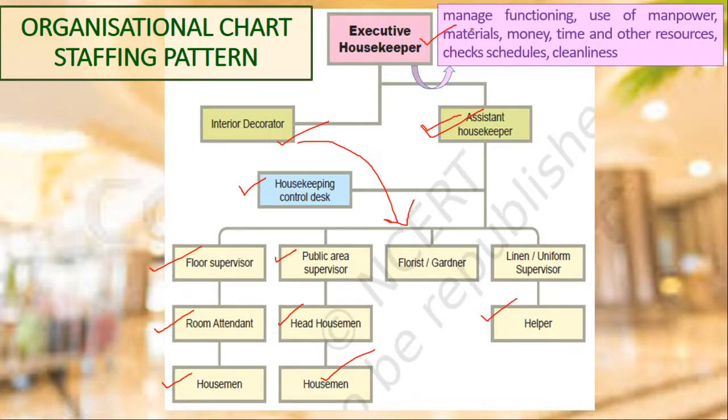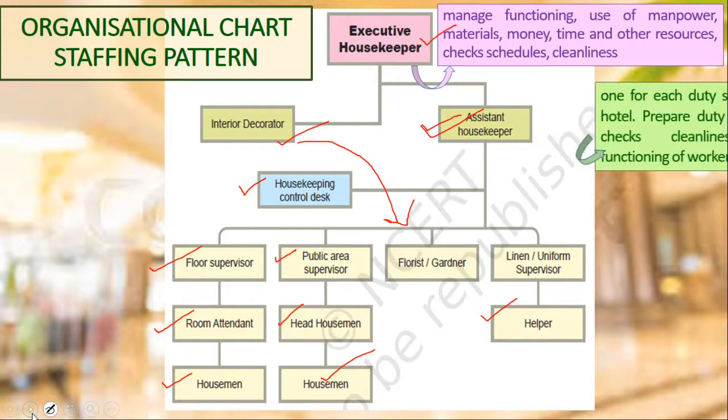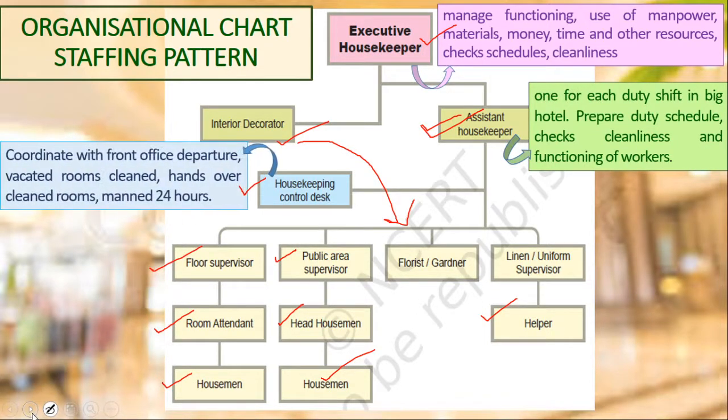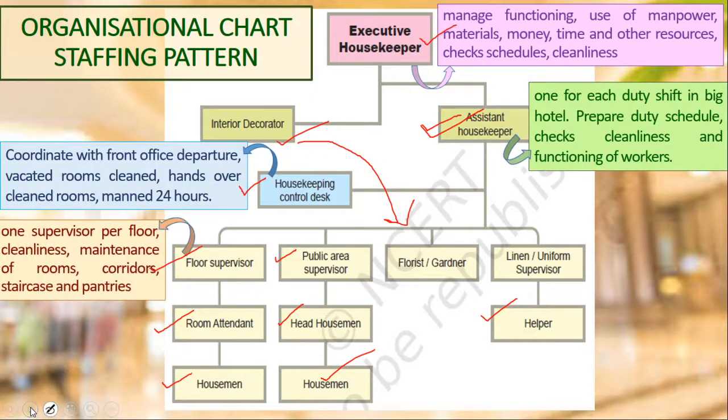So executive housekeeper manages functioning, use of manpower, material, money, time, and all the other resources, and checks, schedules, and maintains the cleanliness. The assistant housekeeper is one for each duty for a big hotel. They prepare the schedule, check cleanliness and functioning of the workers. Housekeeping control desk, it coordinates with the front office about departures, vacant rooms, whether they are cleaned or not, hands over the clean room to the new guest, and it has to be manned 24/7.